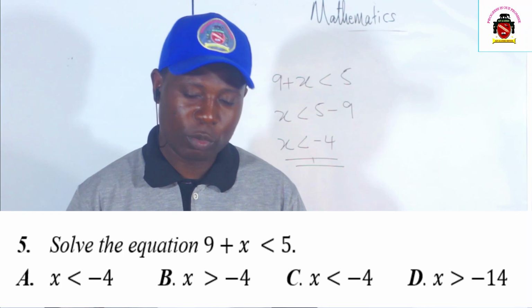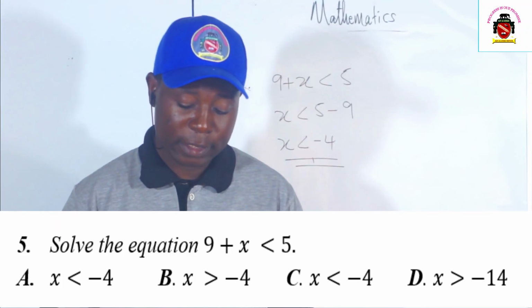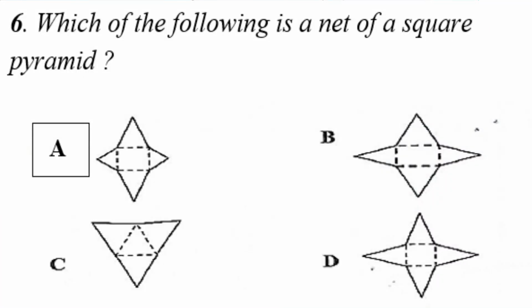And then we move on to question 6, which is: which of the following is a net of a square pyramid. So you can see what is a square. A square, all the sides are the same. How do you define a square? A square, in terms of geometry, you have all the sides to be the same. So as the base, let's say this is a square, meaning that this side is equal to this side. All the sides are the same.